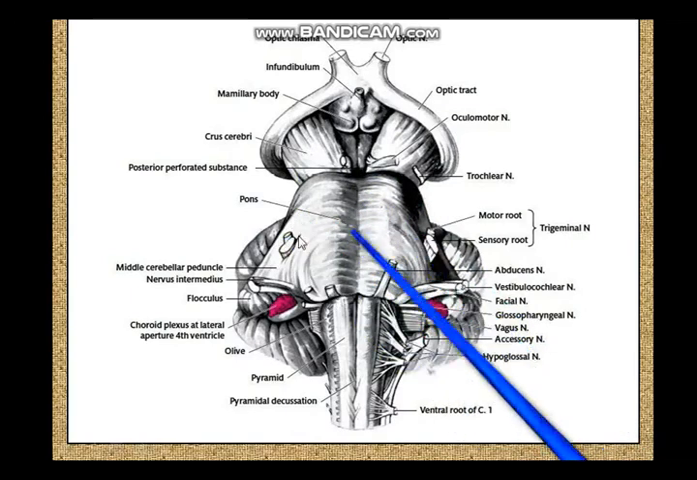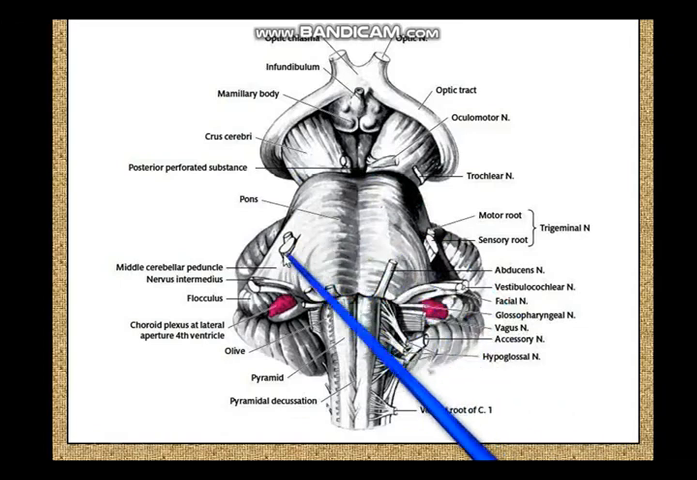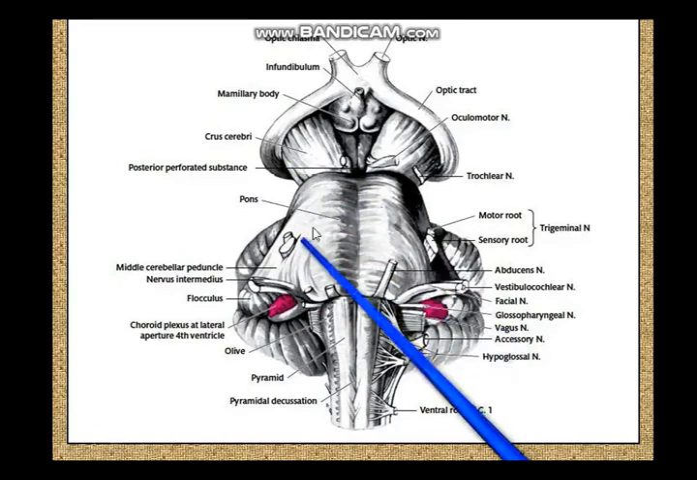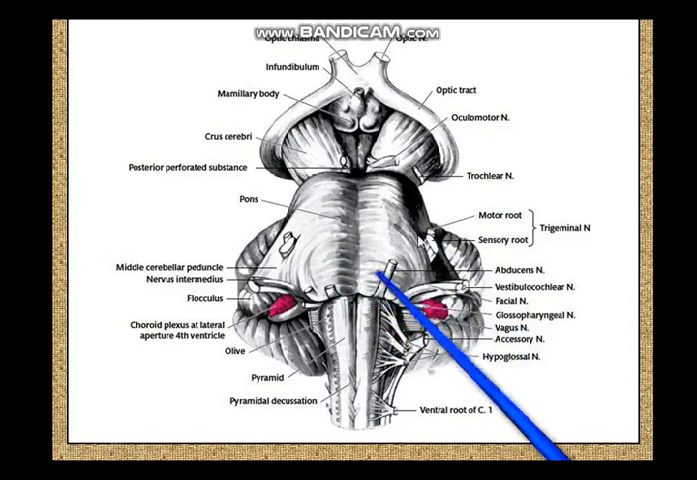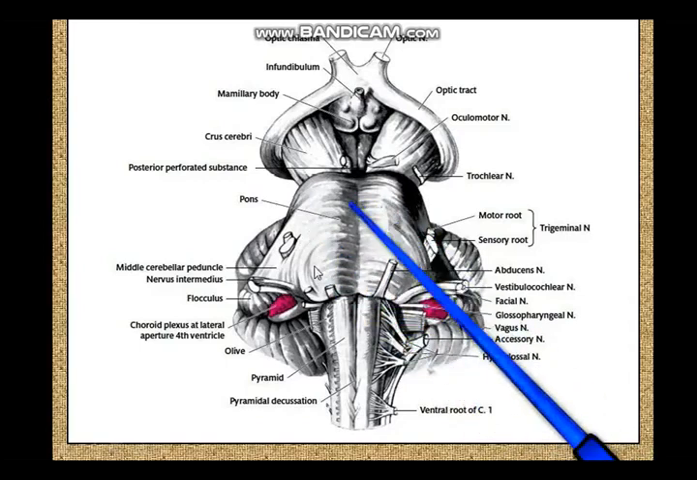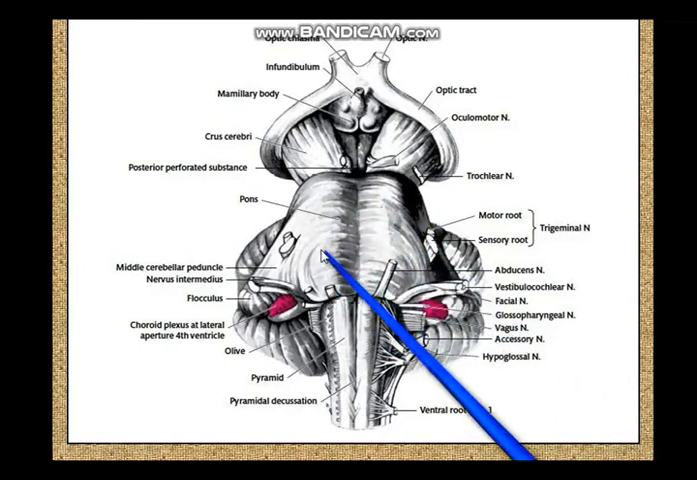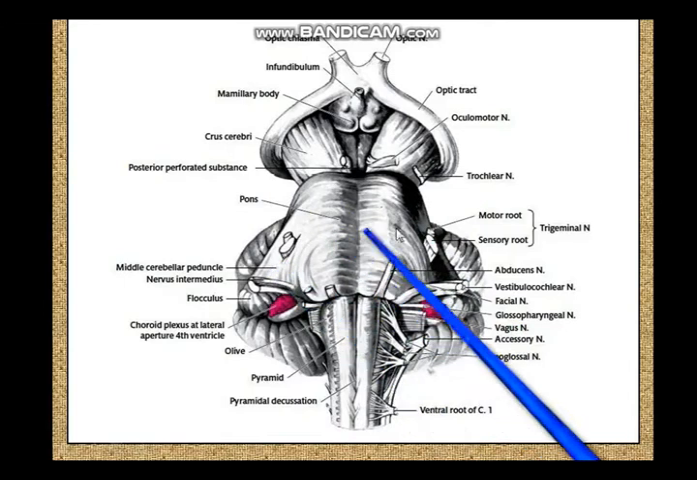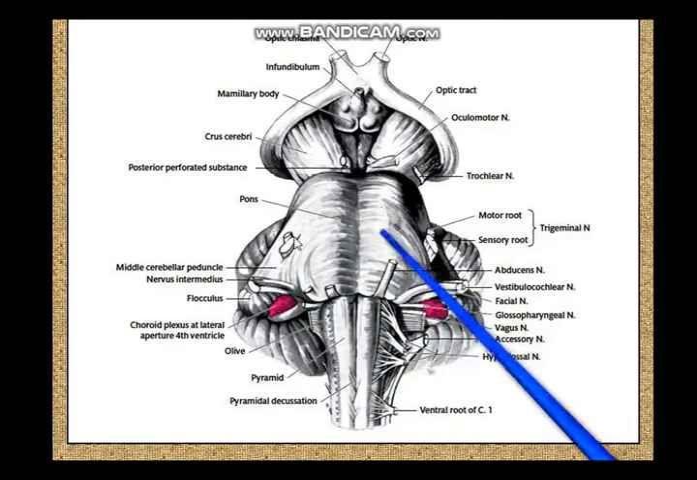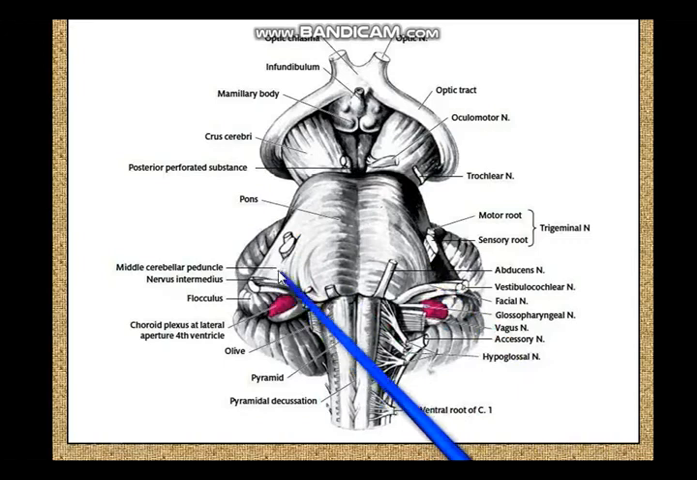And you can see these transverse fibers of the pons. These are actually the pontocerebellar fibers, and this ventral part of the pons is the basilar part. It contains the pontine nuclei, and from the pontine nuclei you have transverse fibers going in through the middle cerebellar peduncle. So by the sides of the pons you have here the middle cerebellar peduncle going into the cerebellum.